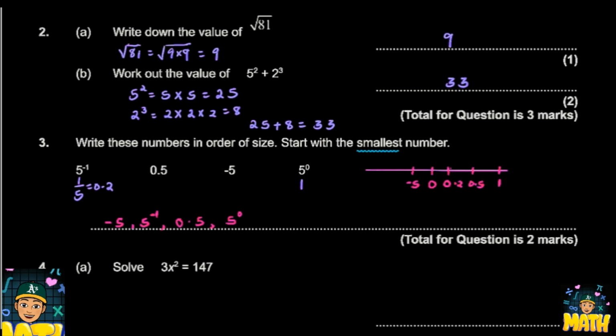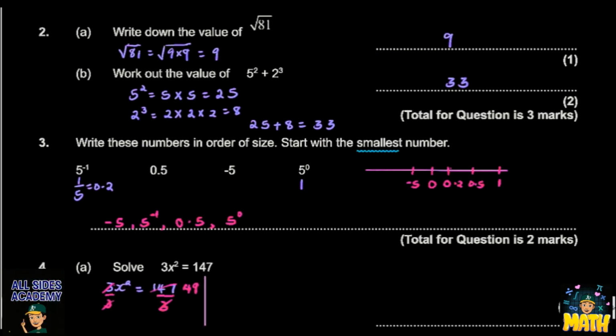Remember, 5 to the power of 0 is 1. Solve 3x squared equals 147. Here we want to eliminate the 3 by dividing both sides by 3. So we'll remain with 49. I'll make a line right there and then say x squared is equal to 49.